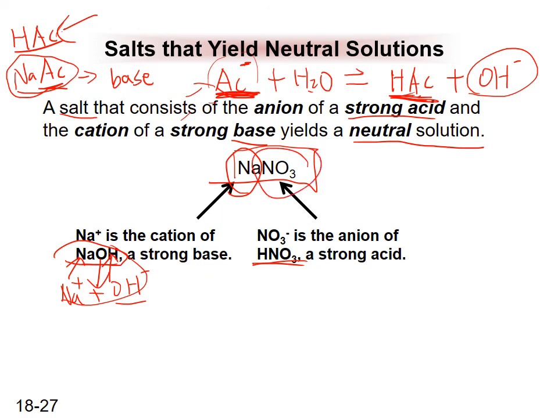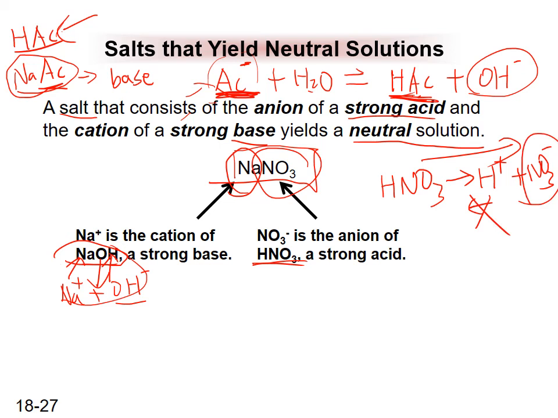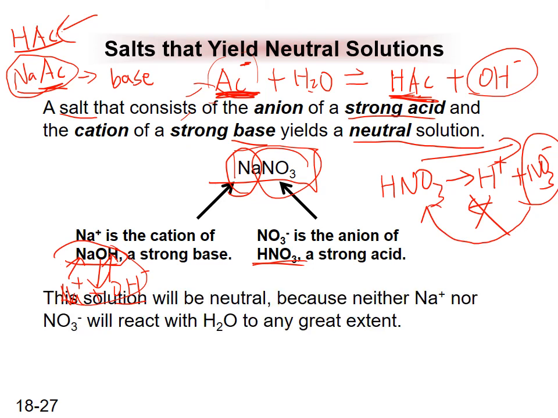Similarly, nitrate ion does not react with water, because nitric acid completely gives hydrogen ion and nitrate ion. There's no equilibrium. 100% goes to the right side and doesn't go back. So this solution will be neutral, because neither sodium ion nor nitrate ion will react with water to any great extent. Any salt whose cation and anion come from a strong base and strong acid is neutral.